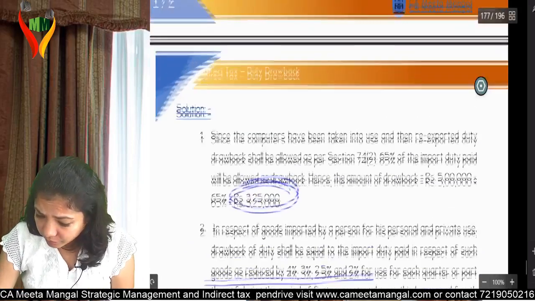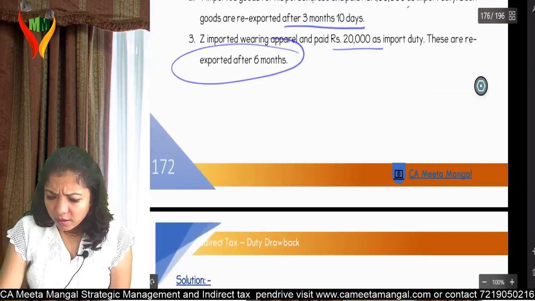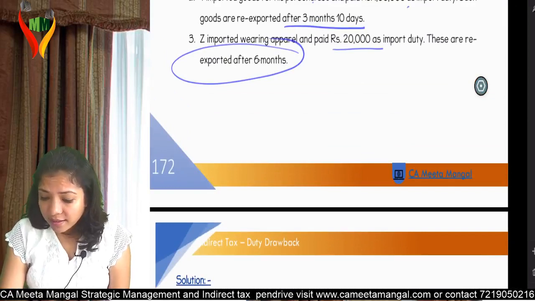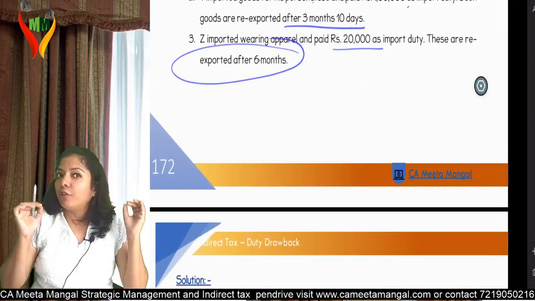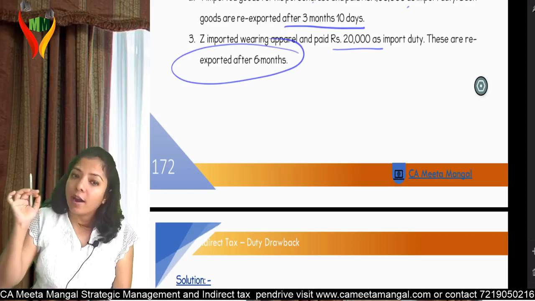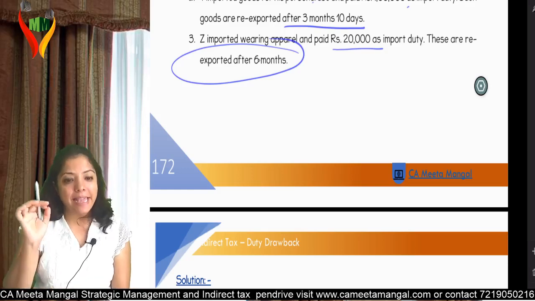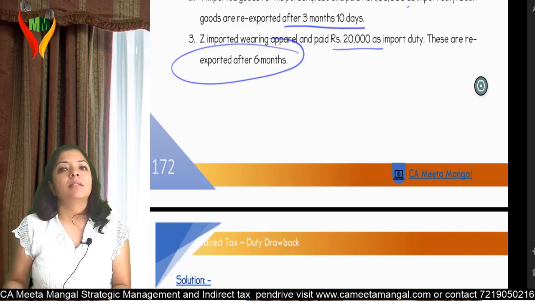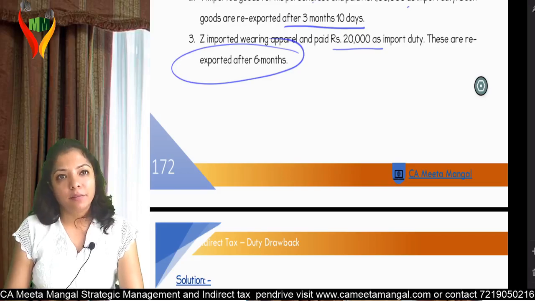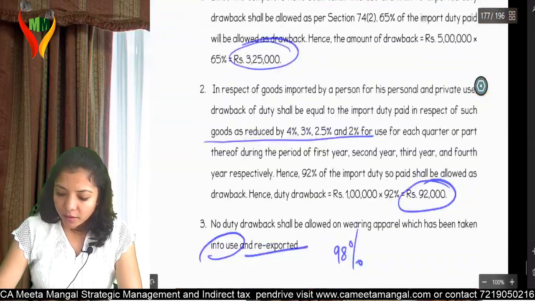Am I clear? Let me read the question again. Z imported wearing apparel and paid 20,000 as import duty. These are re-exported after 6 months. They have not specified about use or not use. So you are free to take the assumption. But yes, I would have taken both the assumptions because you don't know what answer is there with the paper checker. Am I clear? Am I clear till here?